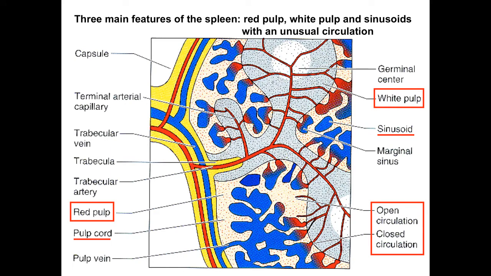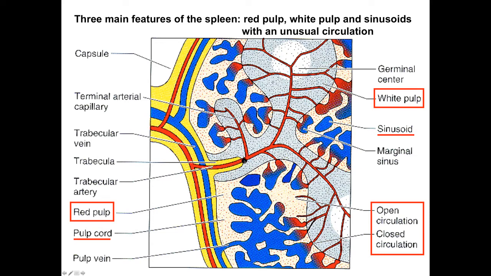Three main features of the spleen would be the red pulp, the white pulp, and a relatively unusual circulation. So in the diagram, the red pulp would be areas highlighted like this, with a little bit of red stippling around it. The white pulp would be all of this grayish area highlighted like so that I'm tracing with my pointer. And so you can follow the blood supply coming in to the white pulp.